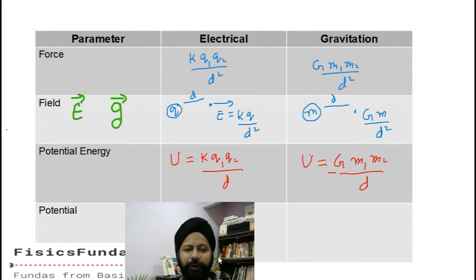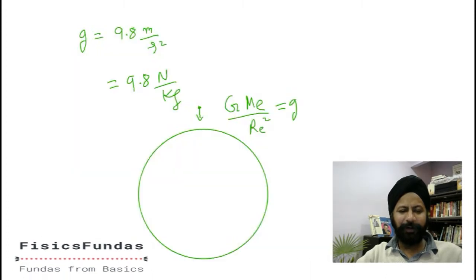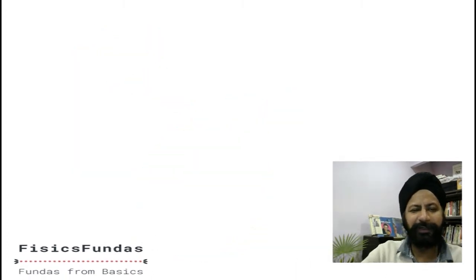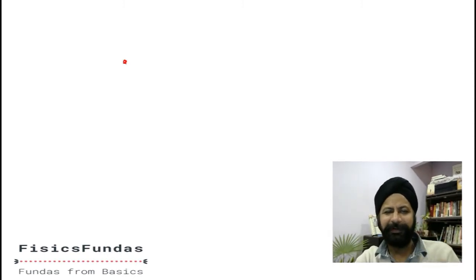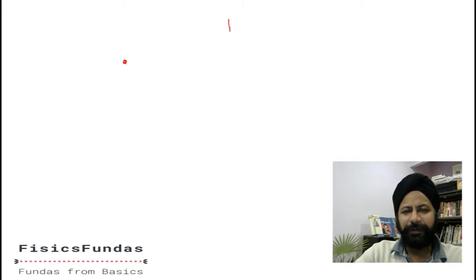Similarly, though they do not talk about gravitational potential. So what is potential? Let's talk about potential in case of electricity. Potential of this point is the amount of work you do to bring 1 coulomb of positive charge. So let's say 1 coulomb of positive charge was sitting at infinity. How much work do I do to bring it to this point?